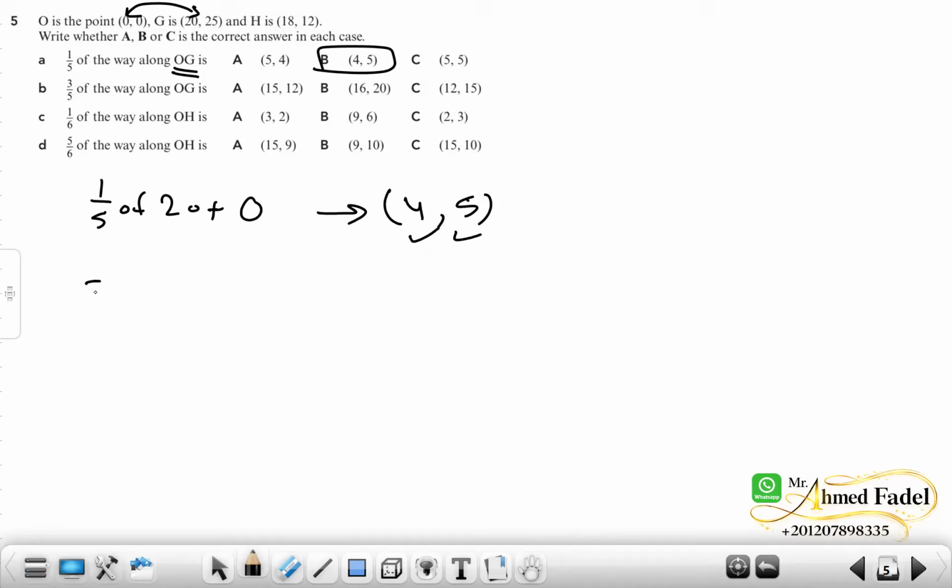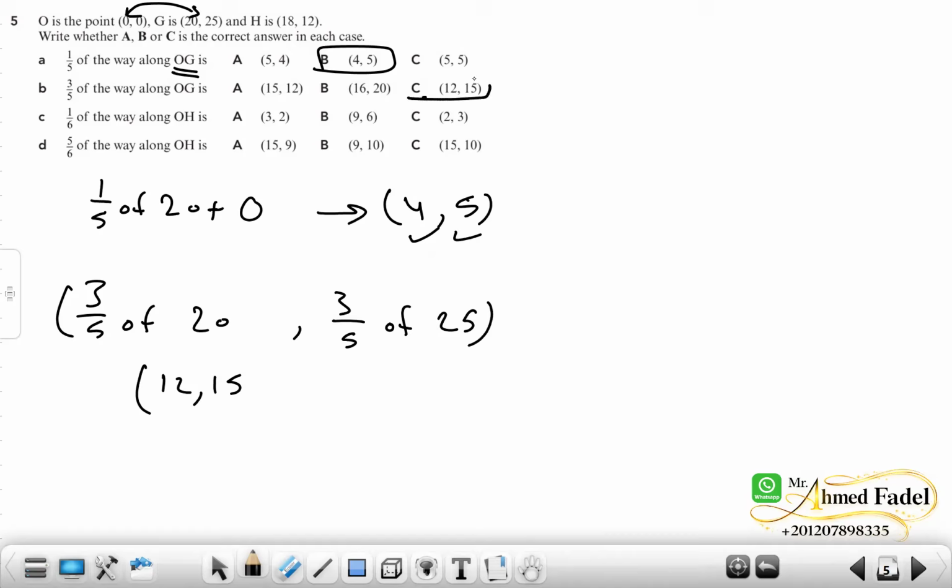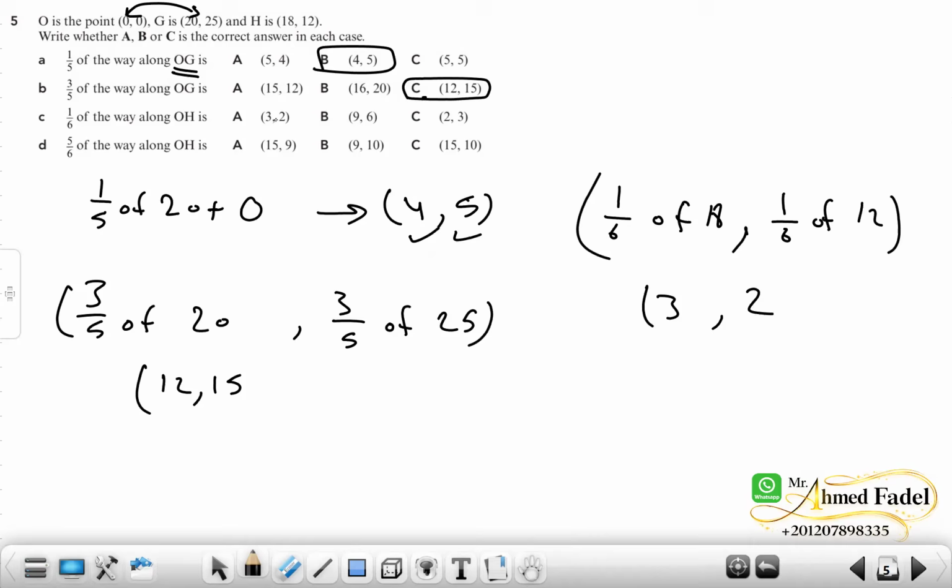Okay, fine. So 3/5 of the 20 and 3/5 of 25. That's the difference. So here is going to be 4 times 3 is going to be 12. Here is going to be 5 times 3 is going to be 15. So it's 12, 15, which is this one. 1/6 of OH. So it is 1/6 of 18 and 1/6 of 12, which is going to give you here 3, 2. So 3, 2.